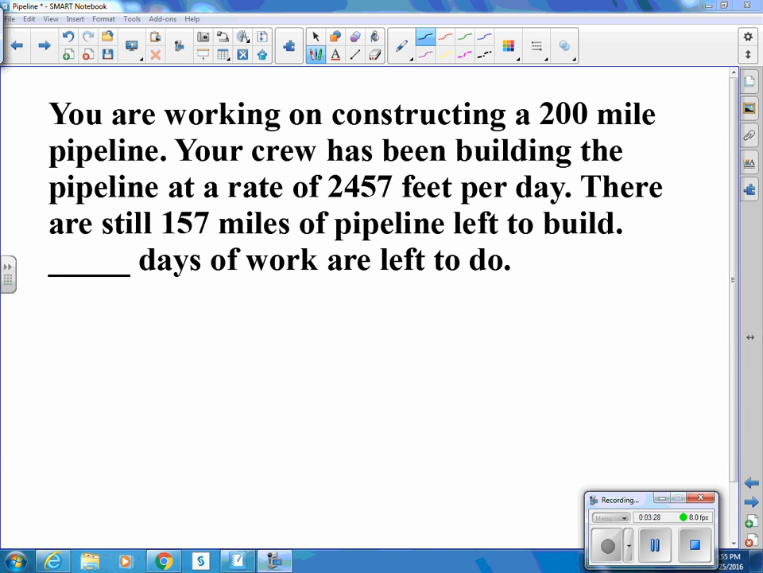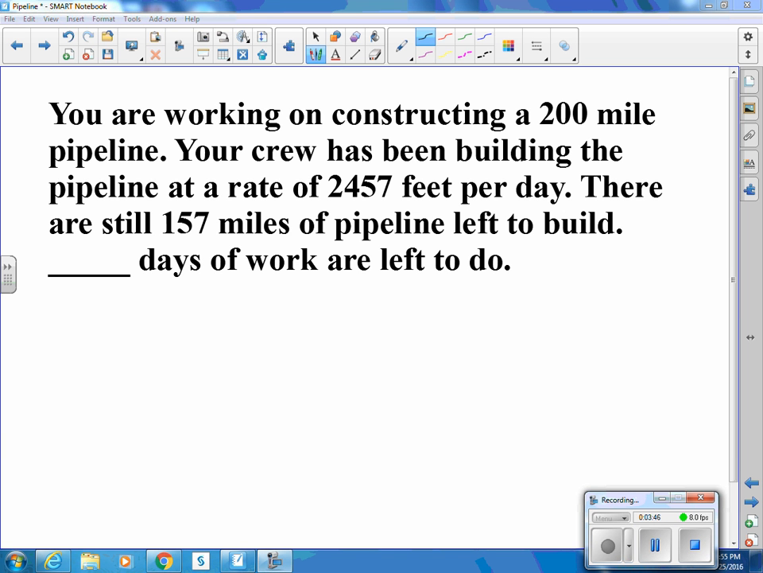You're working on constructing a 200-mile pipeline. Your crew has been building the pipeline at a rate of 2,457 feet per day. There are still 157 miles of pipeline left to build. How many days of work are left to do?